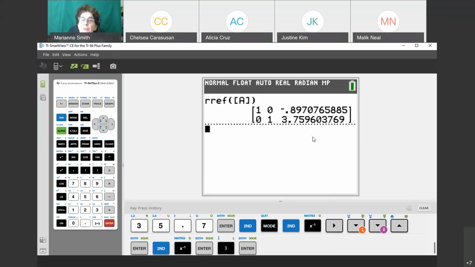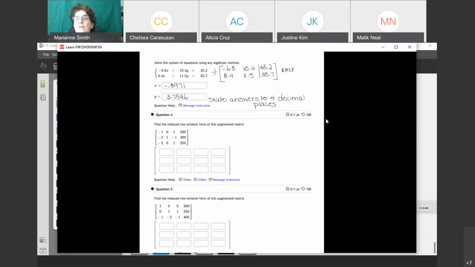All right, so for X, we're getting negative 0.8971. If I were to carry a 4th decimal place, that's the 0, but this 7 means I'm going to round it up. Likewise, with the other number, I have 3.7596. And the next position is a 0, so the 6 stays a 6. So I put my answers in my answer box.